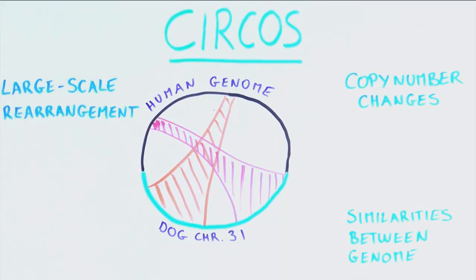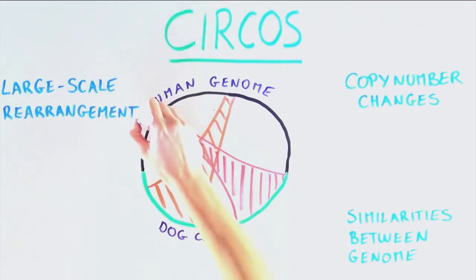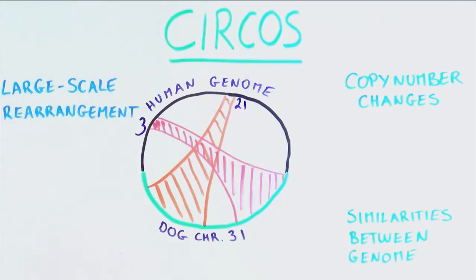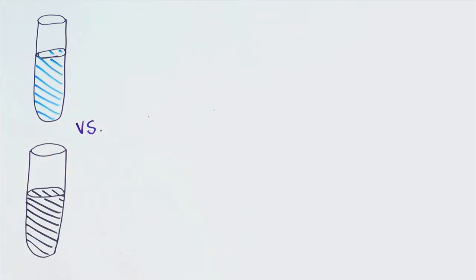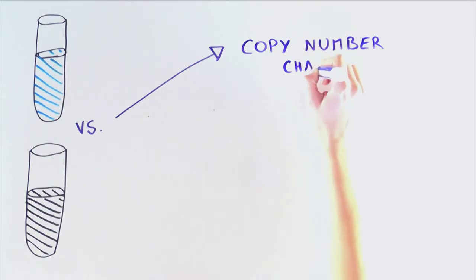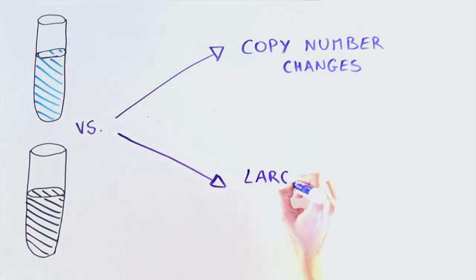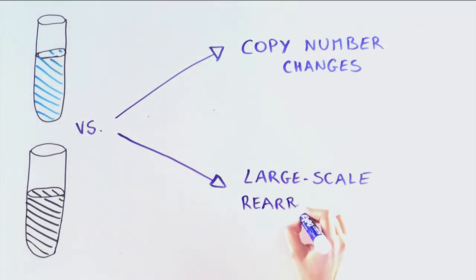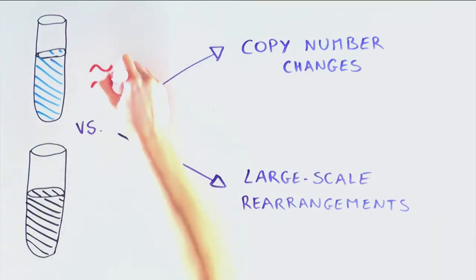This way of visualizing data may bring up interesting relationships. For example, we may see that the dog chromosome 31 is actually very similar to human chromosomes 3 and 21. So using Circos, you can see how easy it is to compare different tumor samples with regards to copy number changes, but also large-scale genomic changes across the entire genome, looking for similarities and differences between samples.